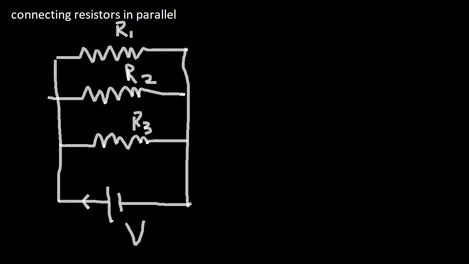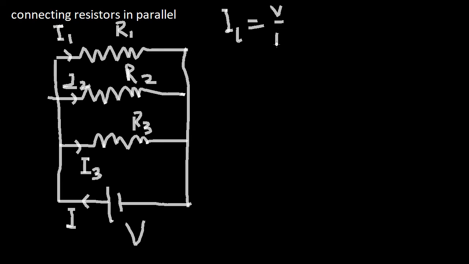However, the current that is coming out from here is actually getting divided. So the total current I that is coming out from here is getting divided, and the current passing through R3, let us call it I3, the current passing through R2, let us call it I2, and the current passing through R1, we shall call I1. Obviously, the current I1 will be equal to V divided by R1, because that follows from Ohm's law. Similarly, the current I2 will be equal to V divided by R2, and the current I3 will be equal to V divided by R3.